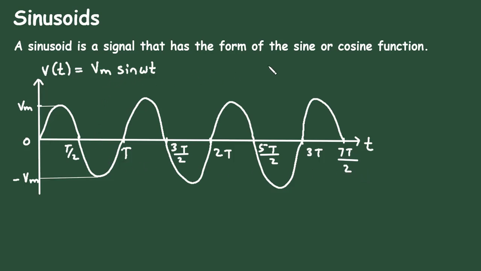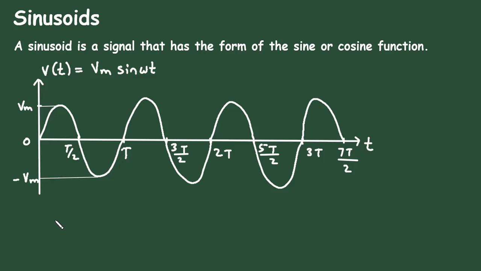Now, in case of cosine function, the waveform starts from here. And in case of sine function, it is starting from this 0. So Vm sin omega t as a function of t.